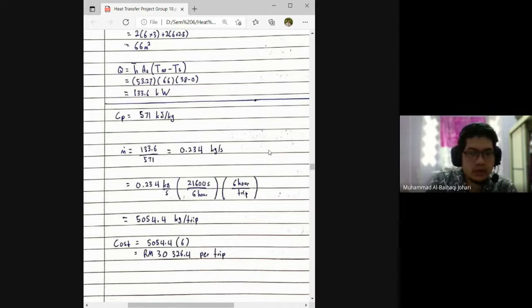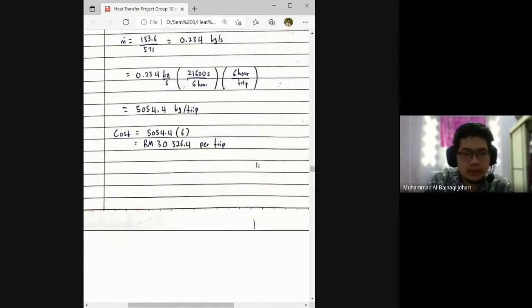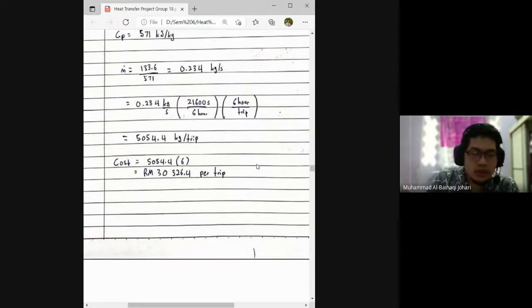To find how many kilograms we need, we will use the formula Q over Cp. Using the data, we get that we will need 0.234 kilograms per second of dry ice. Using the assumption we made earlier of 6 hours per trip, we found that we need 5,054.4 kilograms per trip. Using the cost of dry ice, which is 6 ringgit per kilogram, we found that the cost per trip is 30,326.4 ringgit. This analysis is for when we assume that there is no insulation.